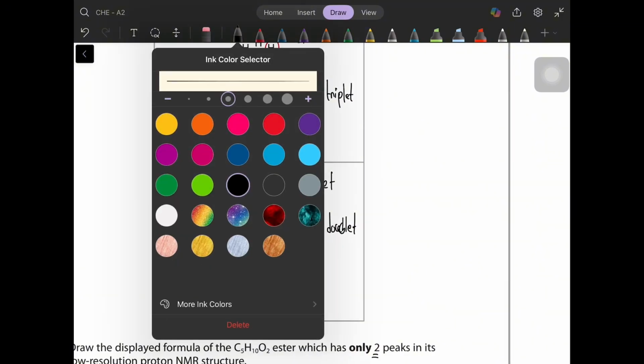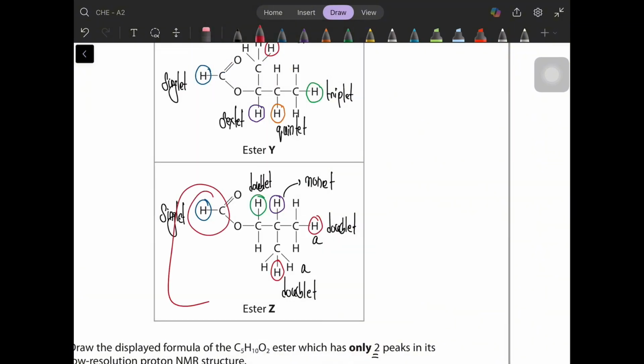Again this is going to be a singlet because there is no proton on the adjacent carbon atom. And for this green carbon, it is joined to a carbon that is joined to another carbon with one hydrogen. We are not going to take the other hydrogens into account because they are on a different carbon environment. So this is going to be a doublet.